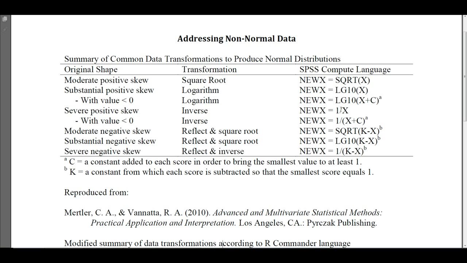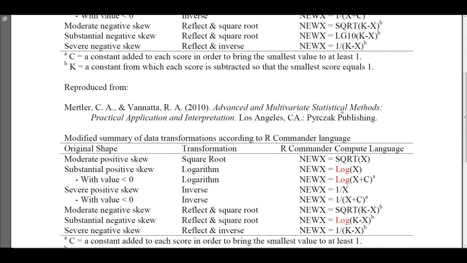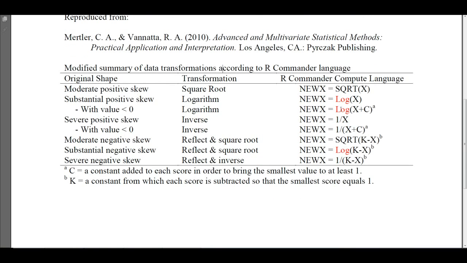Now, in our class, we're using the R software, so I've modified these data transformations to provide them via R Commander language. I've highlighted in red how it's different from the SPSS language, which is really just that you write the word log rather than log base 10. The default for log is base 10, so those are kind of superfluous characters in the SPSS command. The R command language is much more succinct, I think.